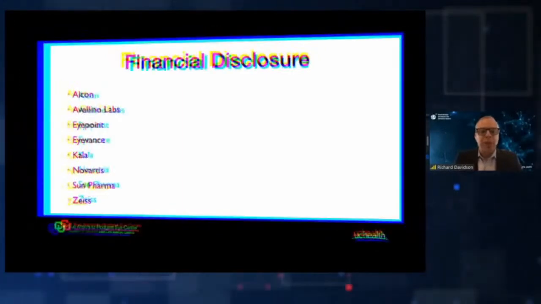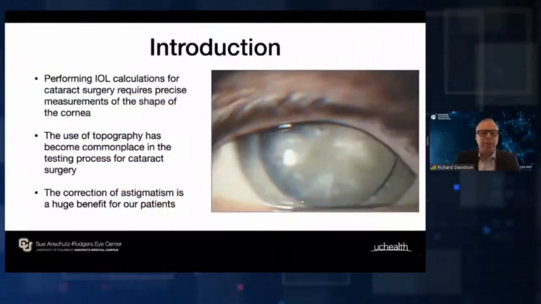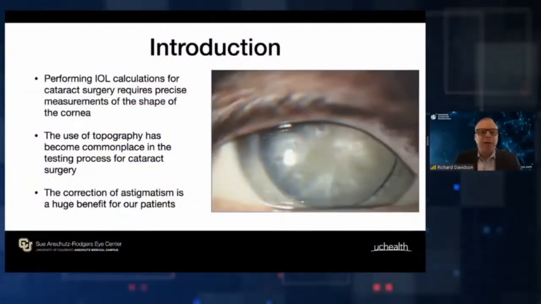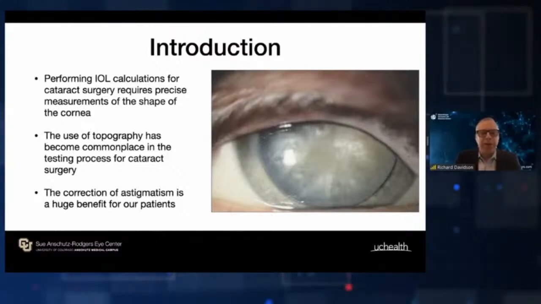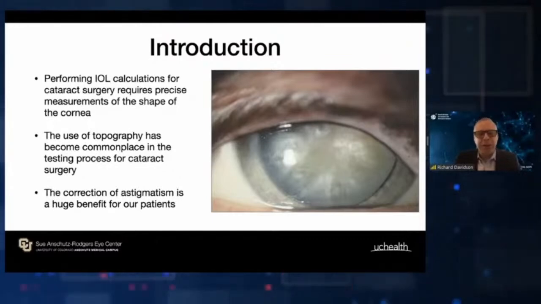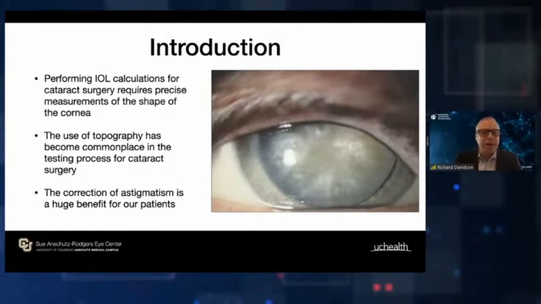So, as we know, and we've talked about this a lot, cataract surgery is now a refractive procedure without a doubt. And performing calculations for cataract surgery now requires very precise measurements of the shape of the cornea. And as Dr. Olson mentioned, we have to get the cornea right. And obviously we have to deal with ELP and other things too, but getting the cornea right is key.